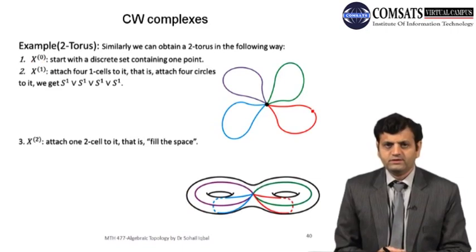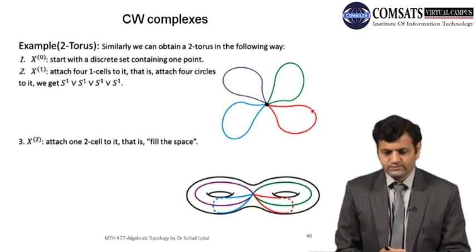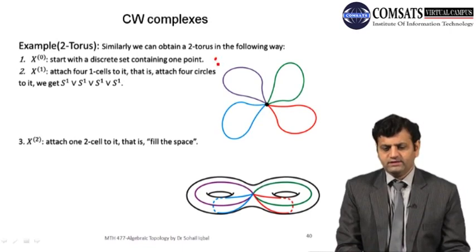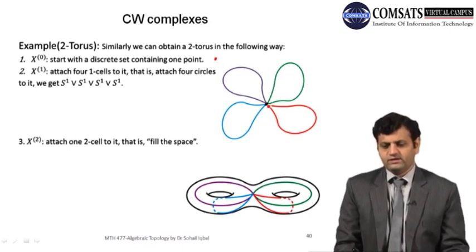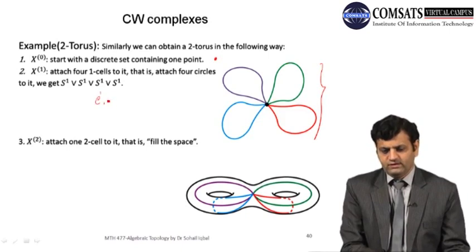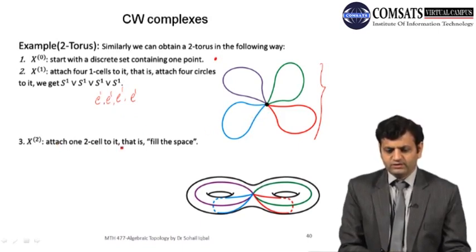Similarly, we can go on and try to construct other complicated examples. For example, we can construct a 2-torus. In this case, start from a 0-cell E0 and attach 4 circles to it. When we attach 4 circles to it, the diagram becomes something like this. In other words, we have E1, E1, E1 and E1. And in the next step we attach a 2-cell to it.